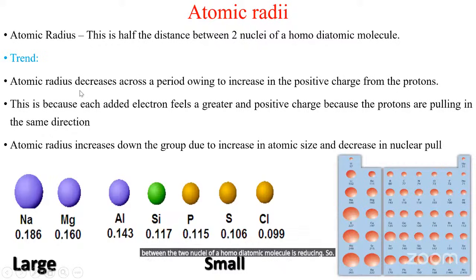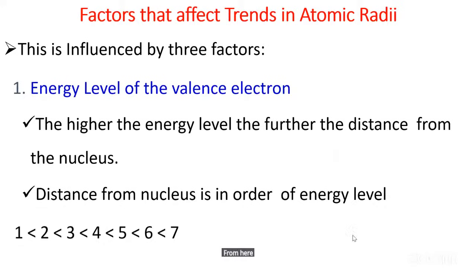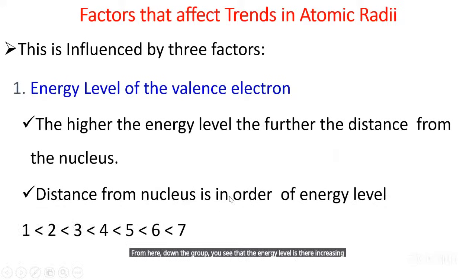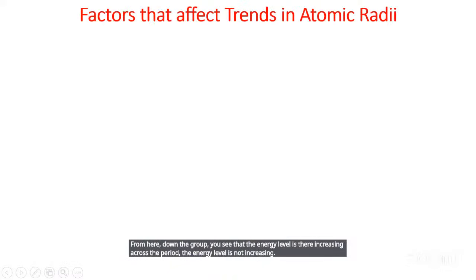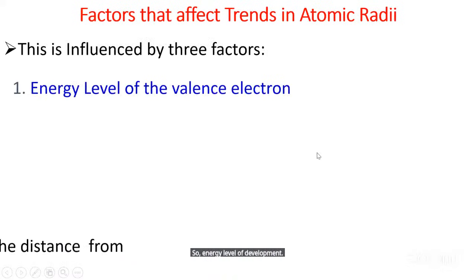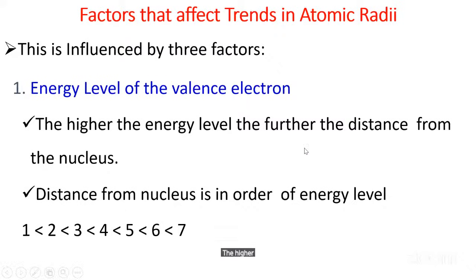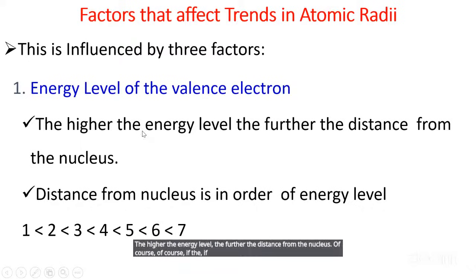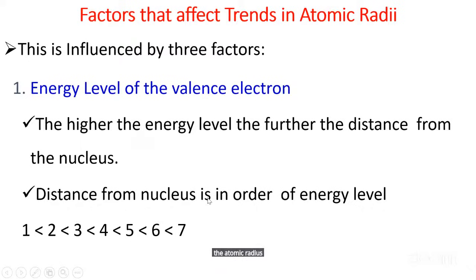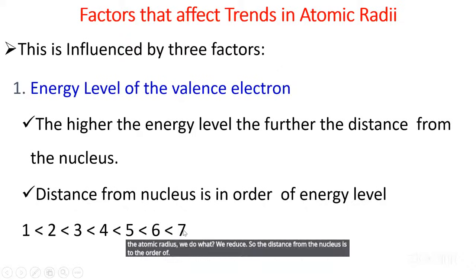So atomic radius decreases across a period owing to the increase in the positive charge of the nucleus. So down the group it increases, and you should be able to give us the reason. Now, what are the factors that affect it, which I have shown you from here? Down the group, you see that the energy level is increasing. Across the period, the energy level is not increasing. So the energy level of the valence electron matters. The higher the energy level, the farther the distance from the nucleus. Of course, if it's farther, then the atomic radius will increase.